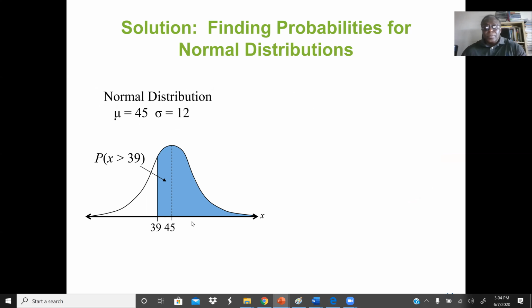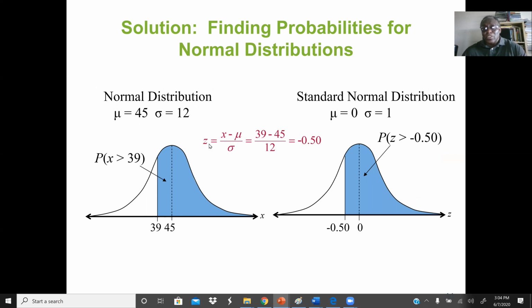Then we know the mean is given to us. Previously we saw it is 45. The standard deviation is 12. So we can find the z. The z is x minus mu over the standard deviation, which will be 39 minus 45, the mean, divided by 12, which is the standard deviation. The answer again is negative 0.5.